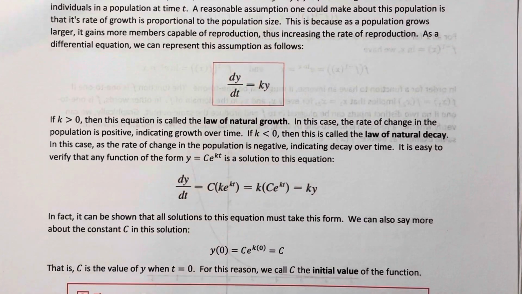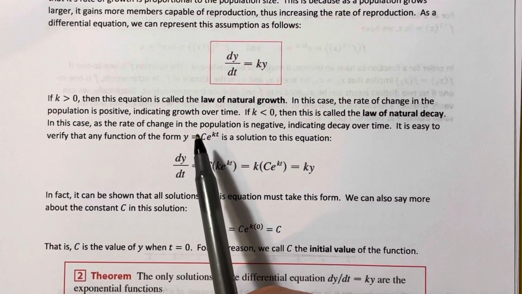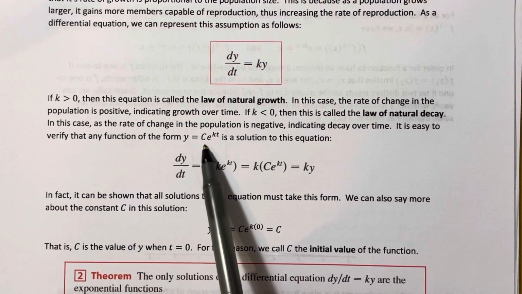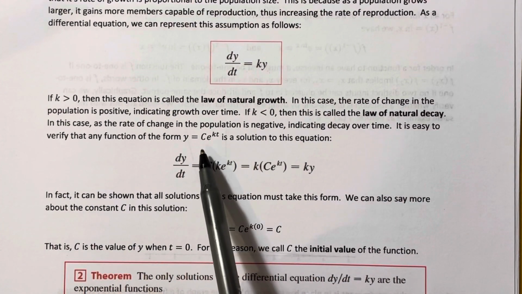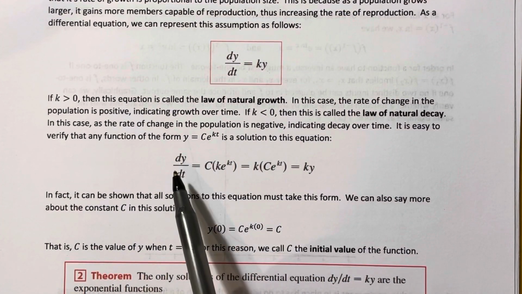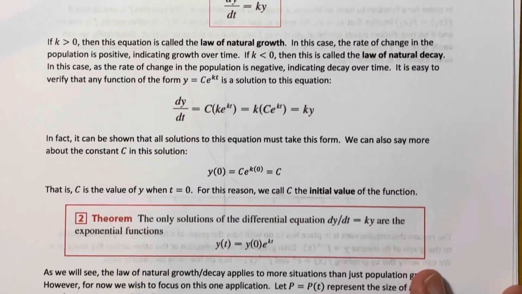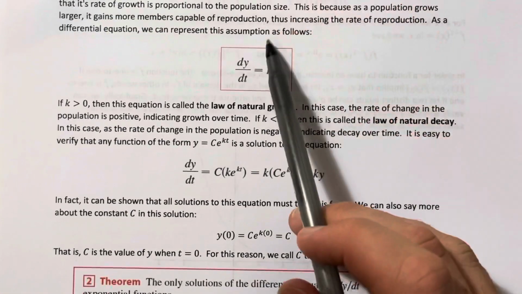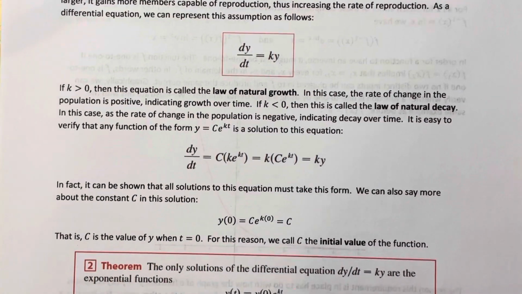We can't show this in this class because, again, we won't have the tools until midway through Calculus 2. But you can show that this differential equation will only have solutions in this form. So any solution to this has to take this form. And again, you're taking that fact for granted here because we don't have the ability to prove it yet. So that's useful. That means that the population growth, according to this assumption, would grow exponentially because this is an exponential function.